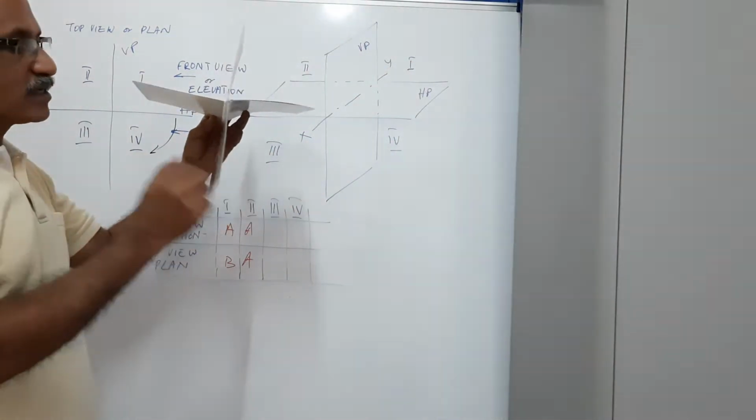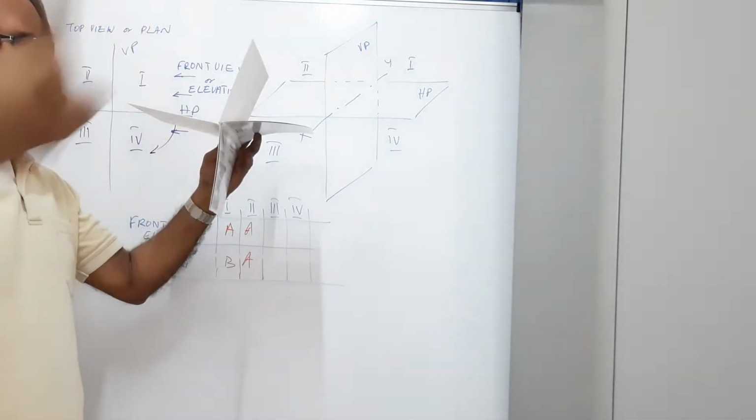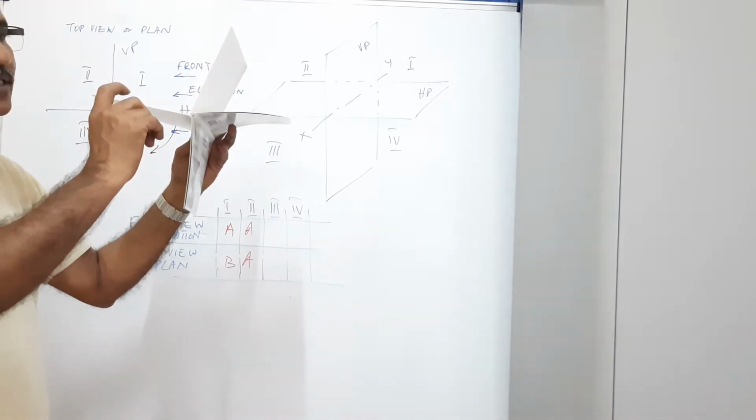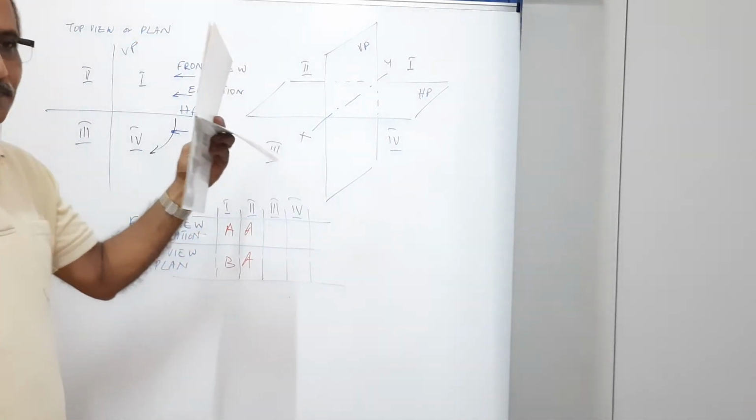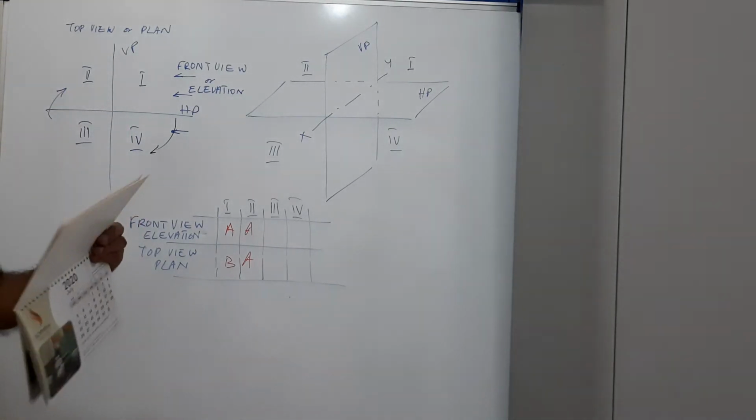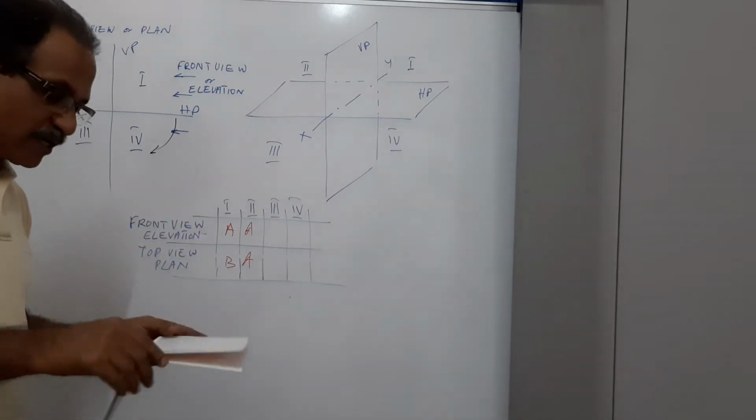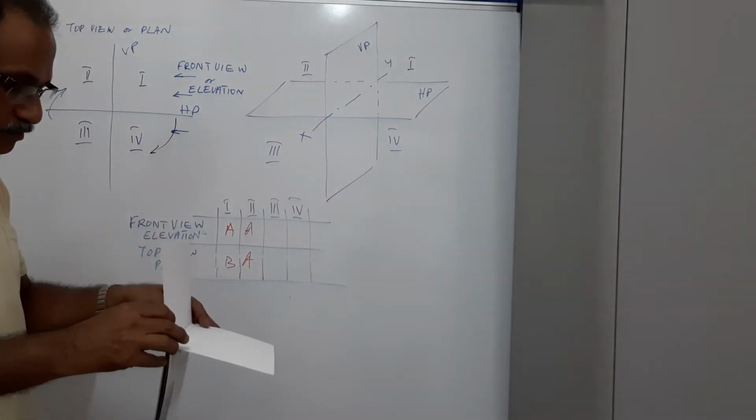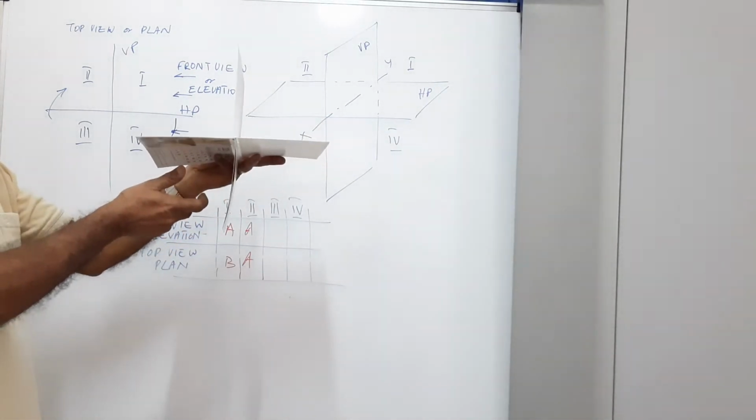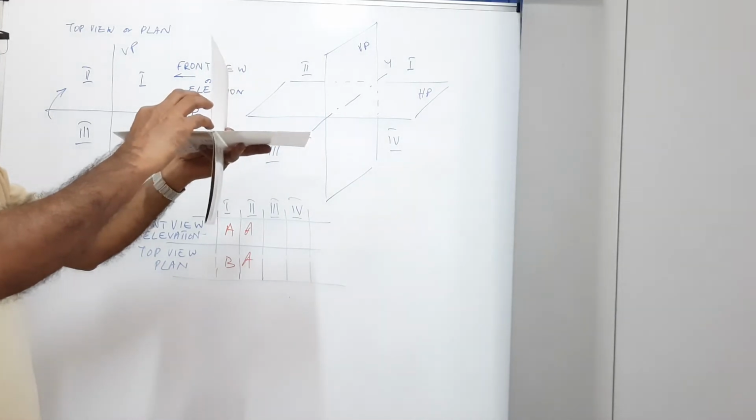Look from there. Get the elevation on this. Look from the top. Draw the plan on this. Go back. Rotate HP through 90 degrees clockwise. Repeat. Third quadrant. Elevation, plan, rotate HP through 90 degrees clockwise.